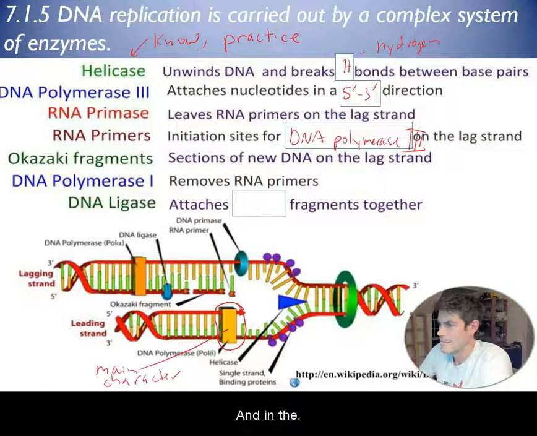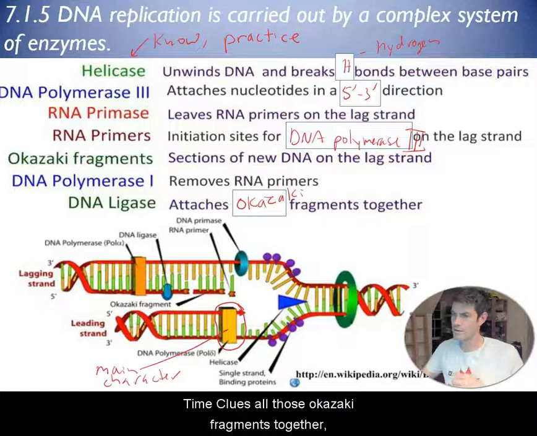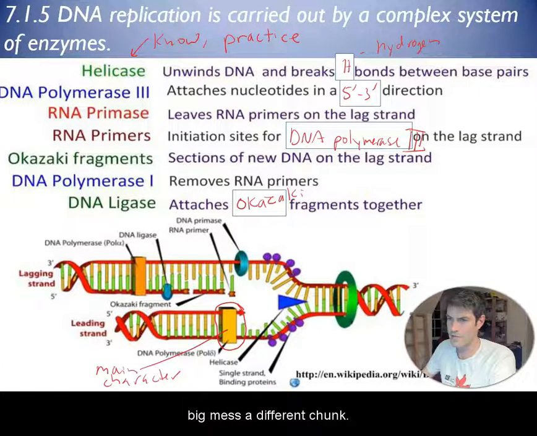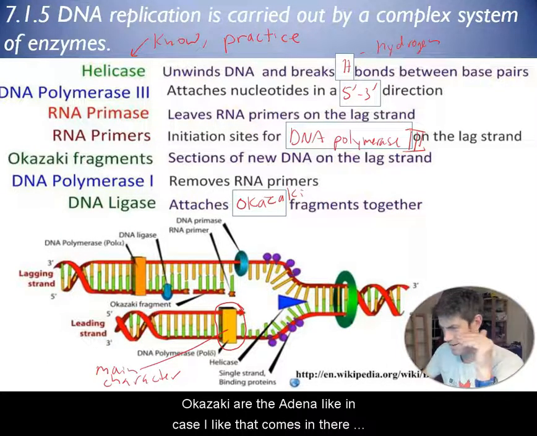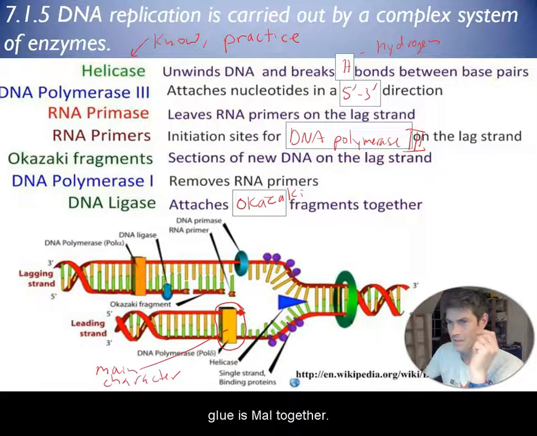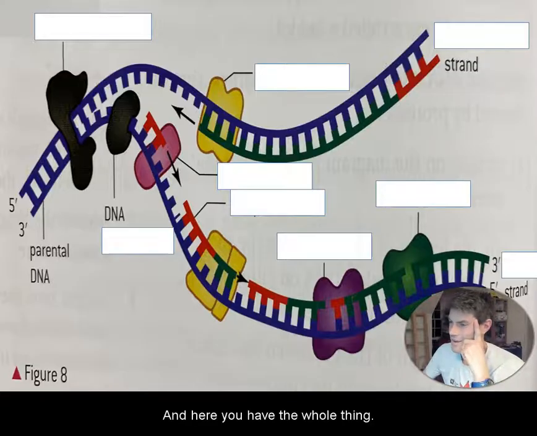And then the DNA ligase kind of glues all those Okazaki fragments together. It's kind of a big mess of different chunks. Okazaki, or the DNA ligase, I like that name though, comes in there and glues them all together. And here you have the whole thing.